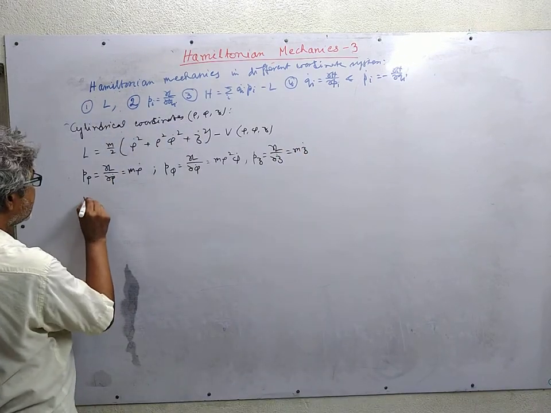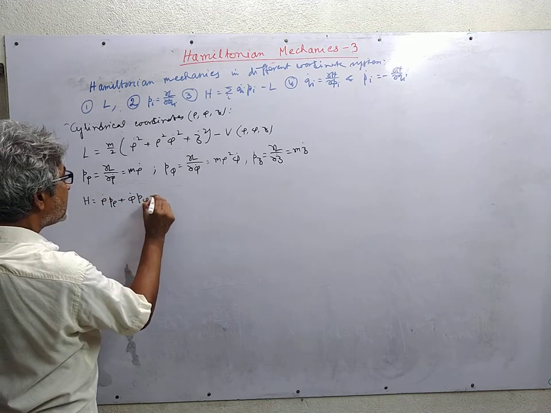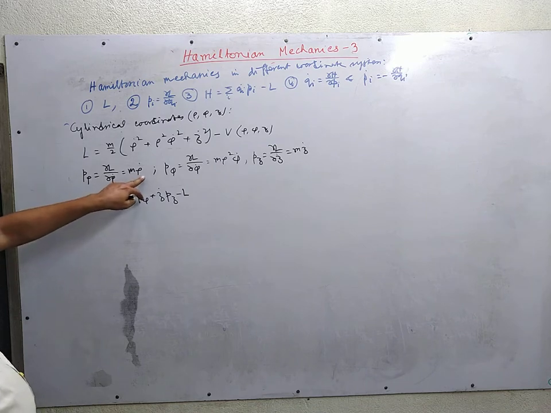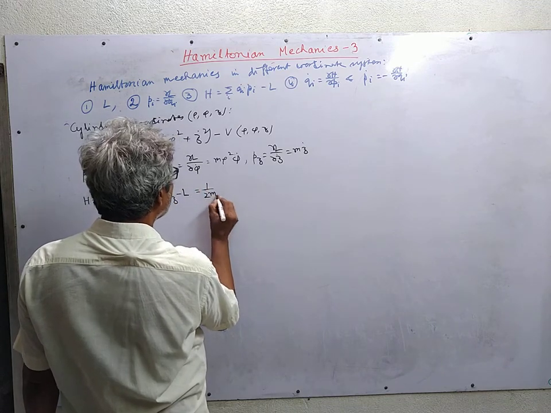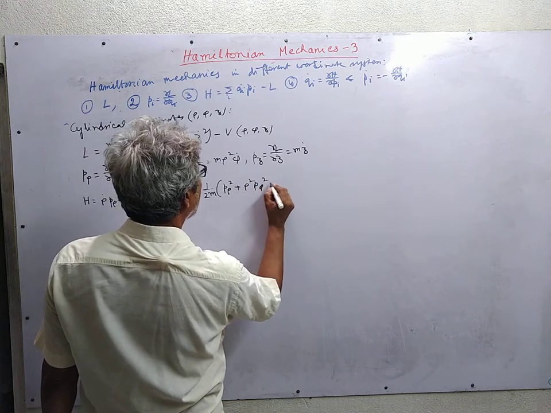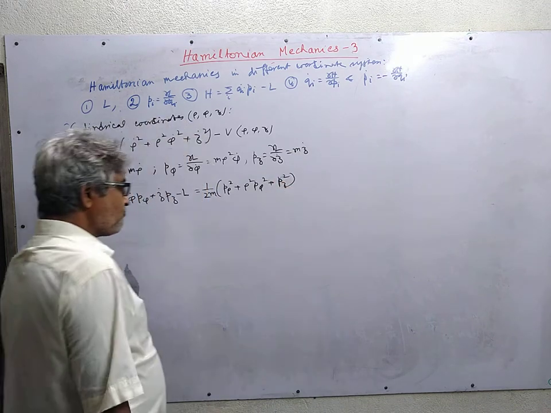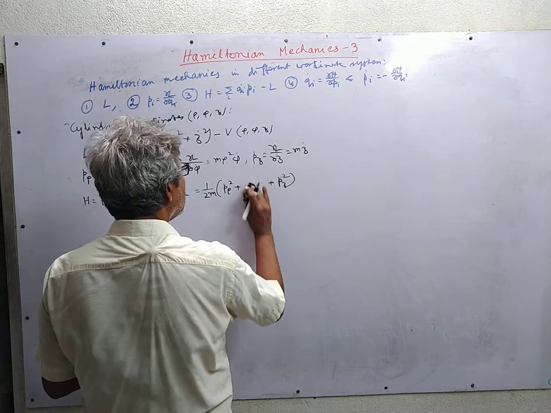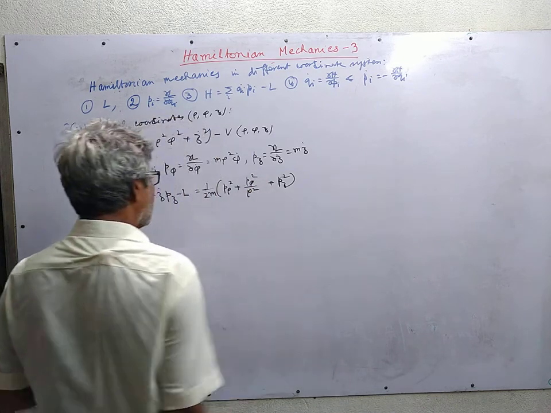So the Hamiltonian is rho dot p rho plus phi dot p phi plus z dot pz minus L. Now we replace rho dot in terms of p rho, etc. So we get 1 upon 2m times p rho square plus p phi square by rho square plus pz square, plus V.